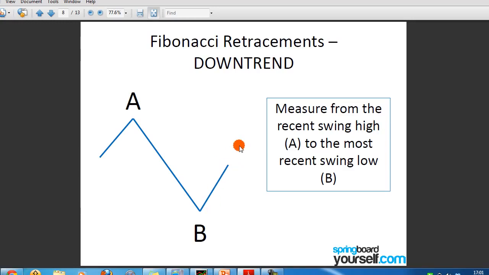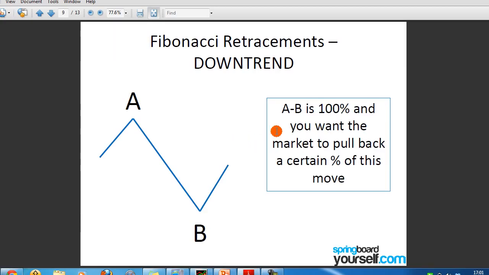So we wait for the market to pull back up and then react with the sellers. So anywhere, if we treat A to B as 100%, again like we saw with the uptrend, A to B is what we call 100%. That's the phase one, full move. We want to see the market pull back anywhere between 38% and the 61.8%, because that's seen as a normal, conventional retracement. Anything further than 100%, we start to get concerned, because why?